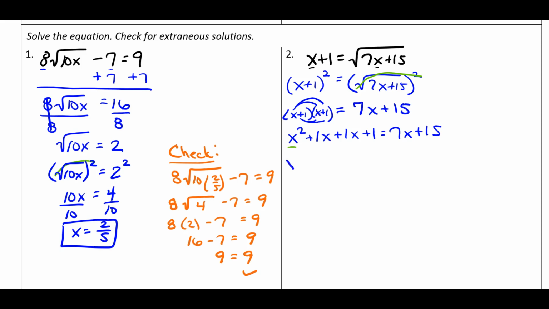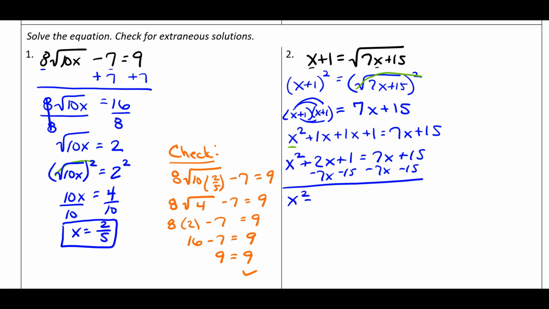So the first thing we're going to do is simplify the left side. I'm going to combine those like terms. And then I'm going to get this equal to 0. So I'm going to subtract the 7x, and I'm going to subtract the 15. So we have x squared minus 5x minus 14 equals 0.